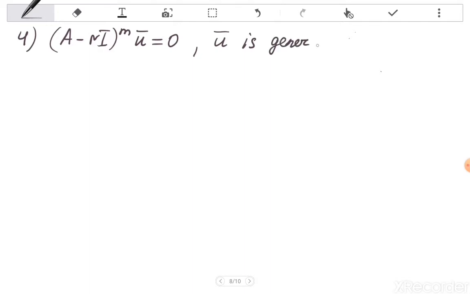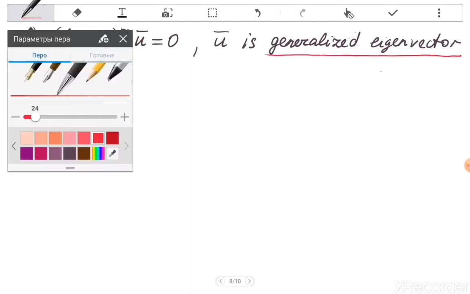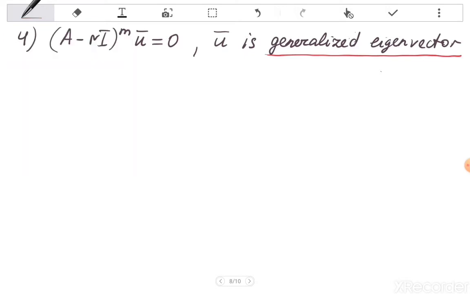generalized eigenvector. This is a generalized eigenvector because for m equals 1 this is just the usual eigenvector. So what if we can find this vector u and this number r and this power m such that this one is 0? What can we do in this case? Can we find e to the At using this? In fact, no. But we can find e to the At applied to the vector u.